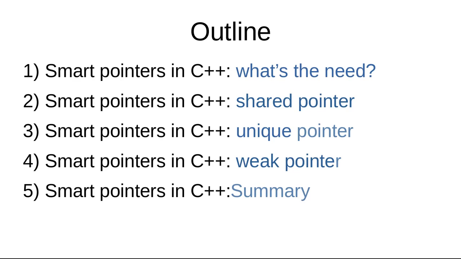Hi, in this video I'm going to talk about smart pointers in C++. First of all, I'll talk about why we need smart pointers. Then I'll talk about shared pointers, which is the first type of smart pointers. Then I'll talk about the second type, which is unique pointers. Then I'll talk about the third type, which is weak pointer. And at the end, there will be a summary.